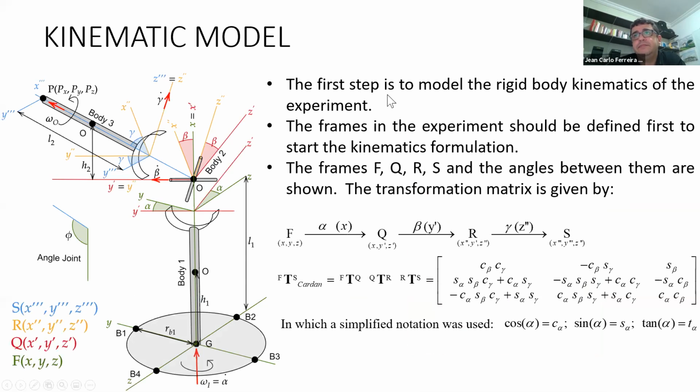The first step is defining our frames. In my experiment, I define 4 frames: frame F in green, frame Q in red, frame R in orange, and frame S in blue. And the angles between them: alpha, beta, and gamma. Then we have the transformation matrix by this expression. I use this notation for cos, sin, and tan, to simplify my notation.